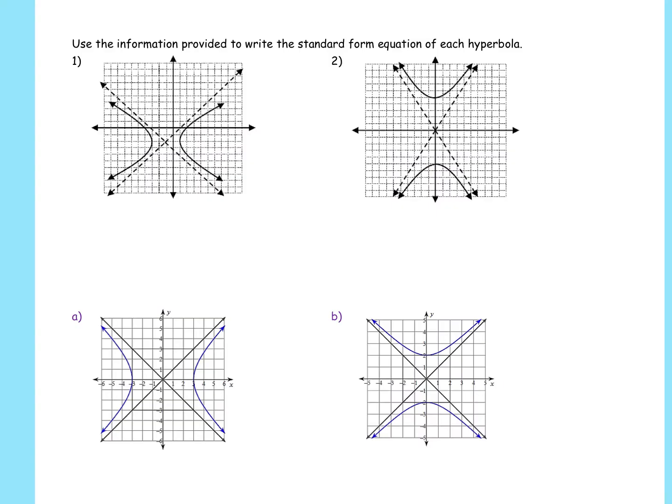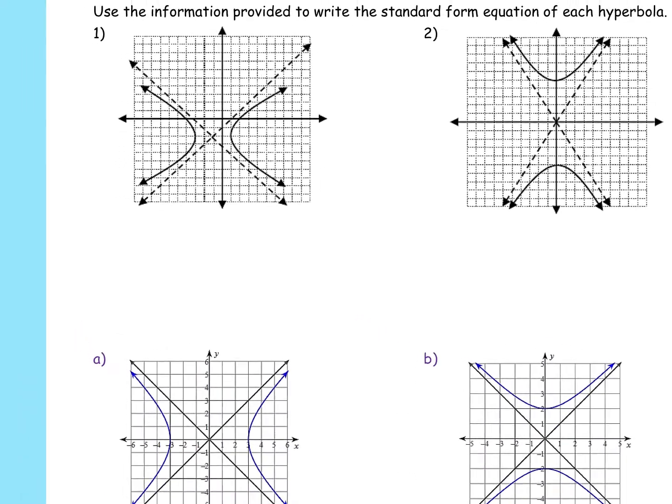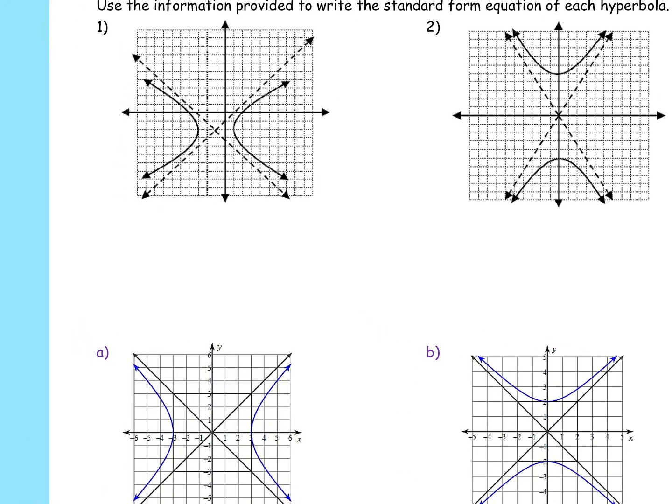So try this now. It says, write the standard form of the equation of each hyperbola. We still need to know our center, A and B. The center of my hyperbola is where my asymptotes cross. So my center is at -1, -2, it looks like.